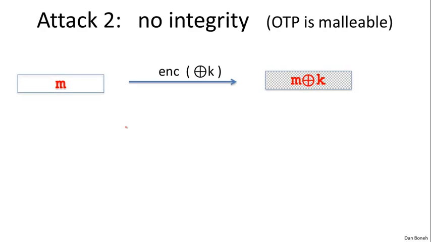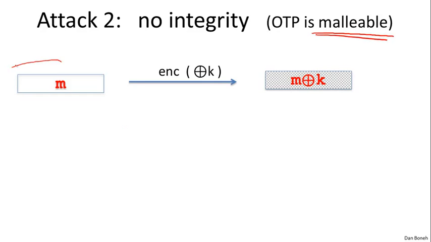Next attack I want to mention is the fact that the one-time pad and stream ciphers in general provide no integrity at all. All they do is try to provide confidentiality when the key is only used once. They provide no integrity at all. But even worse than that, it's actually very easy to modify ciphertexts and have known effects on the corresponding plaintexts. So let me explain what I mean by that. This property, by the way, is called malleability, and we'll see what I mean by that in just a second.